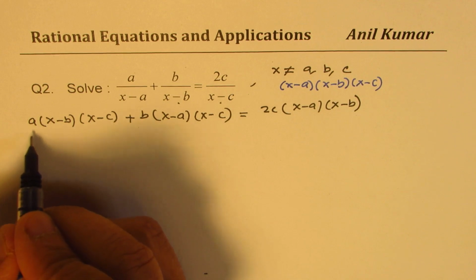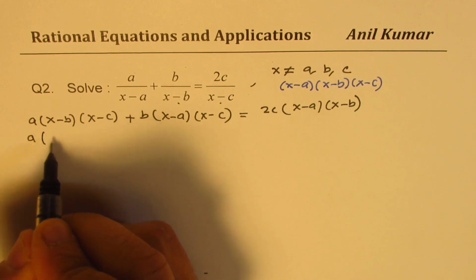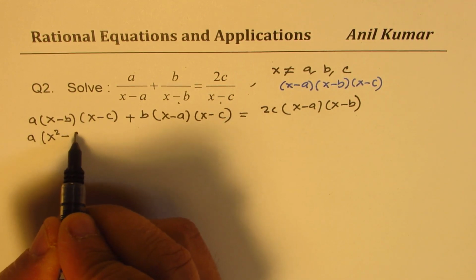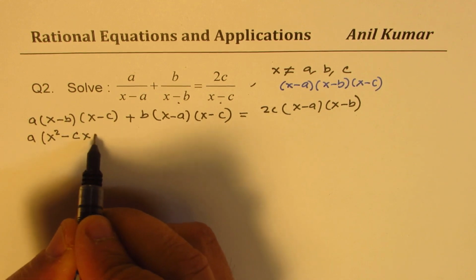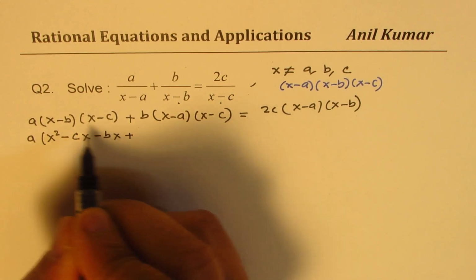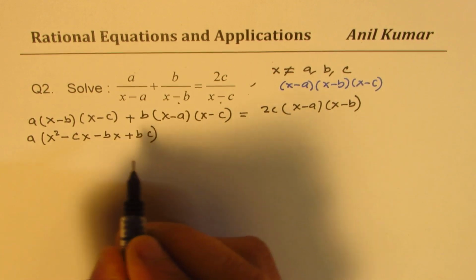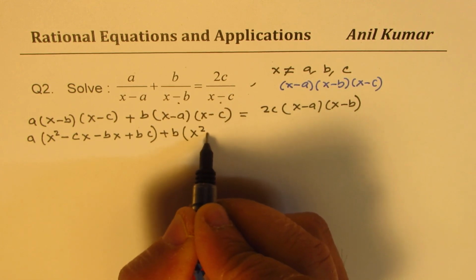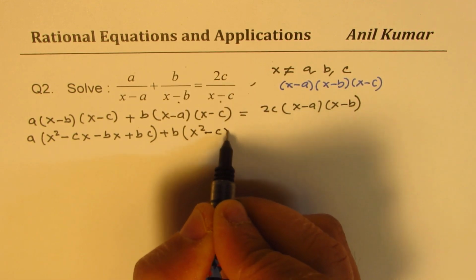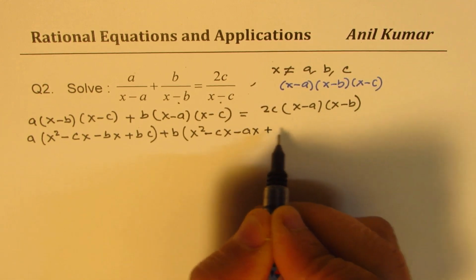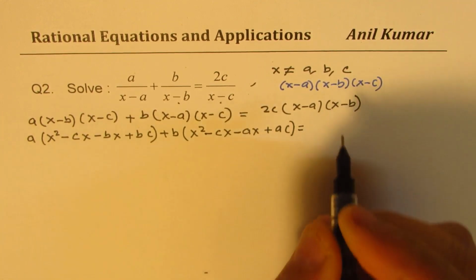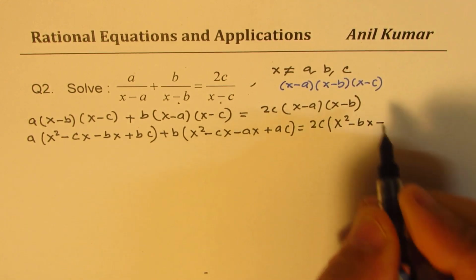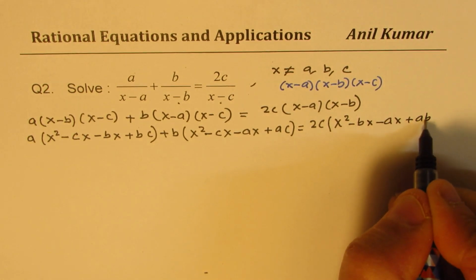Now let's expand. So we have a here, x times x is x squared minus, treat a, b, c as constants, we'll write them first, so cx, correct? And then minus bx, the product of b and c with positive sign. Now here we get b times x squared minus cx minus ax plus ac equals 2c times x squared minus bx minus ax plus ab, correct?